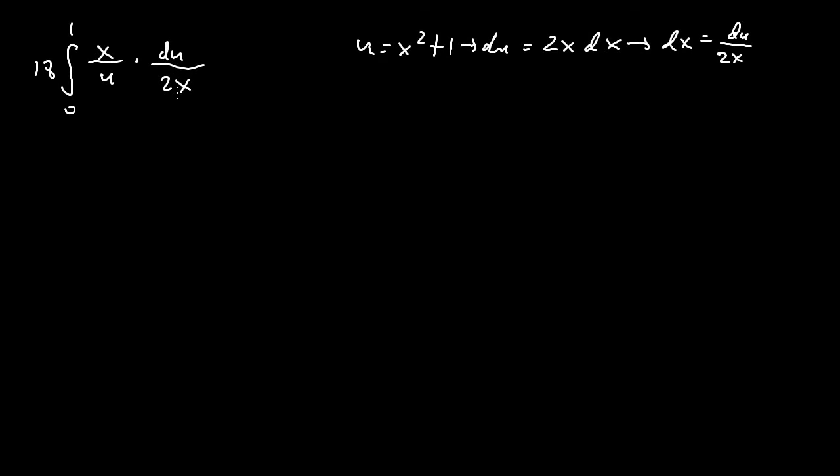So notice the 1/2 is a constant, so we can come outside of the integral. So 18 times 1/2, or 18 over 2, is 9. Notice the x's will cancel as well. So we'll get 9 times the integral from 0 to 1 of 1 over u du.